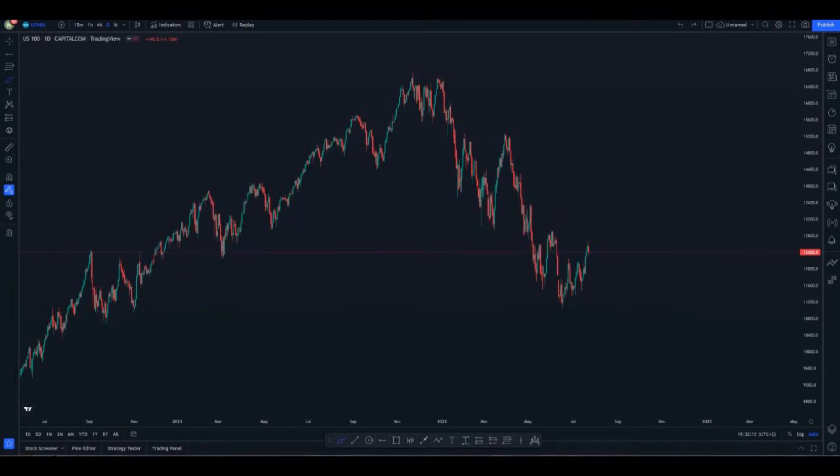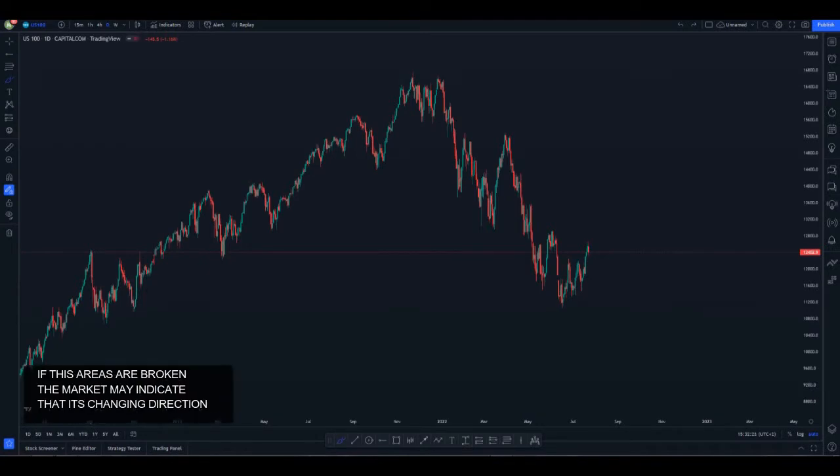So today we are going to talk about value areas, right? To us, value areas are areas that determine the direction of the market, that show us the dominant direction. If these areas are broken, then it means the market has changed direction, right?